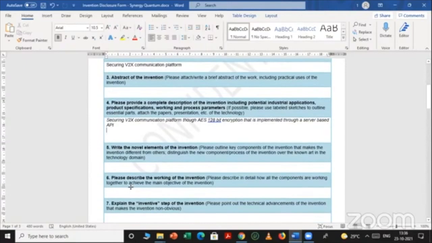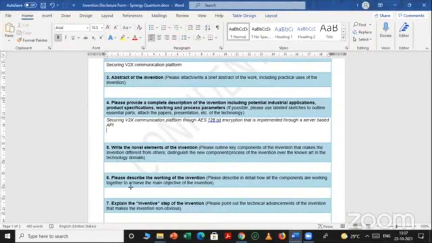The fifth part is, what is the novel element of your invention? Now, this is a very interesting point, because based on my personal experience, based on my personal interaction with inventors and individual researchers, I have found that most of the time the researcher does not know what is the novelty of their invention, or sometimes they cannot segregate their entire invention from the novelty of their research material.